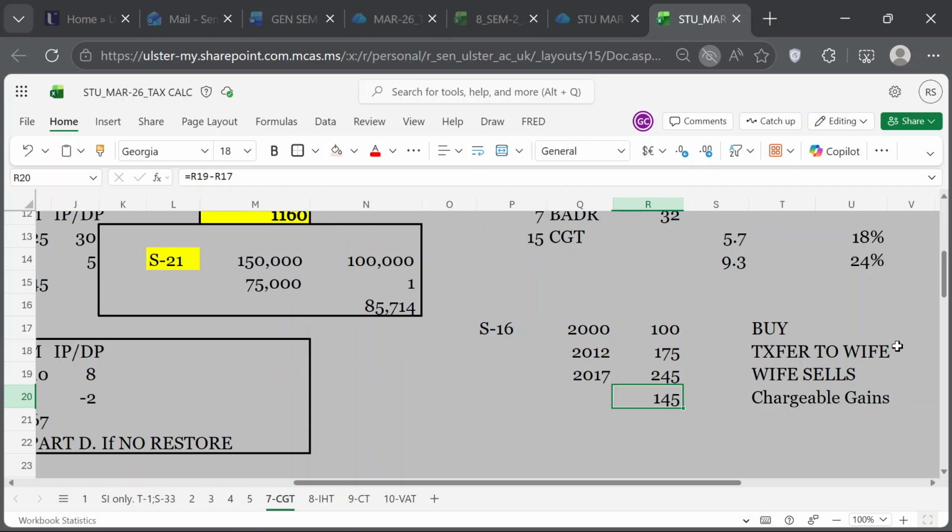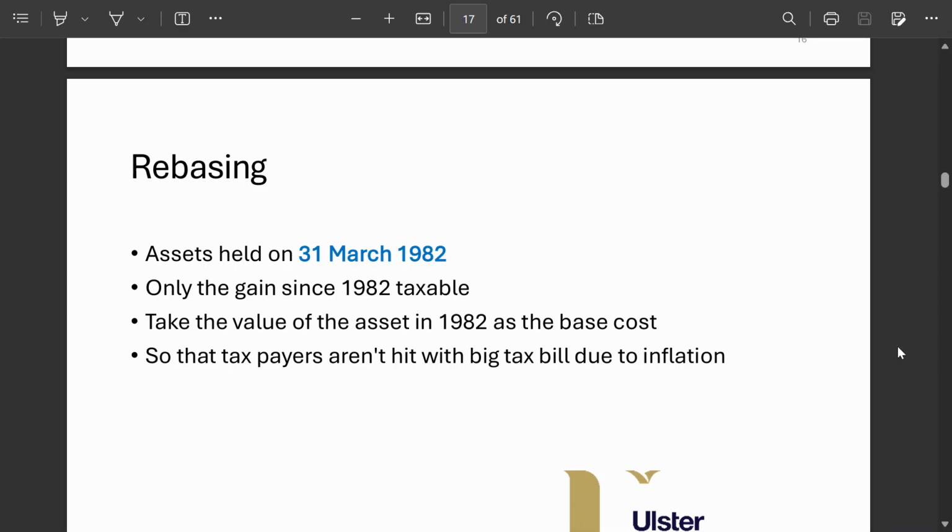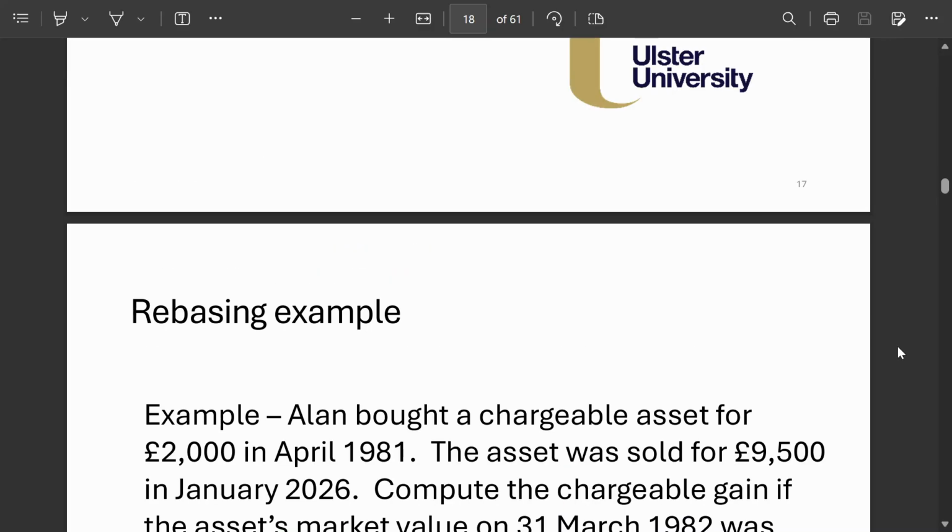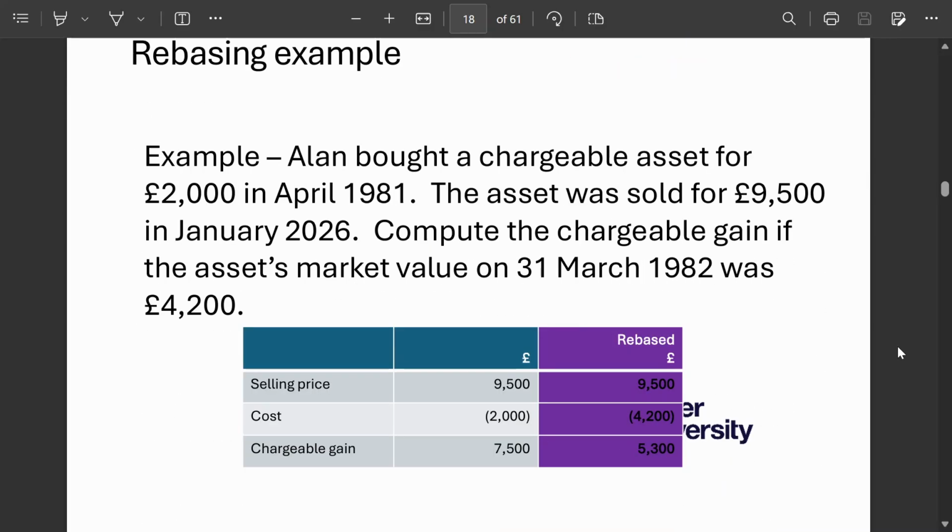But here we are using that 1982 rebasing just to reflect high inflation, basically asset price inflation, to reflect general price level increases. So that's not a real benefit because inflation has also gone up. You're not making a profit in real terms. So you take the 1982 price as the base cost. That's what rebasing is. Here is an example.